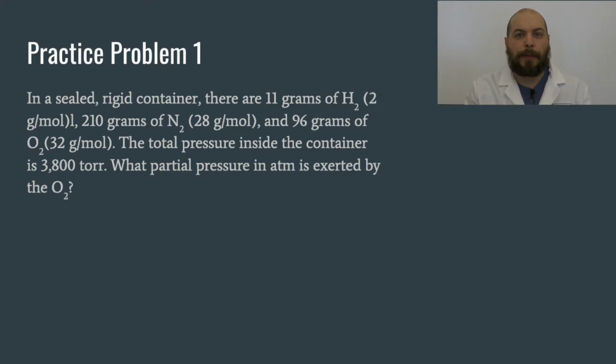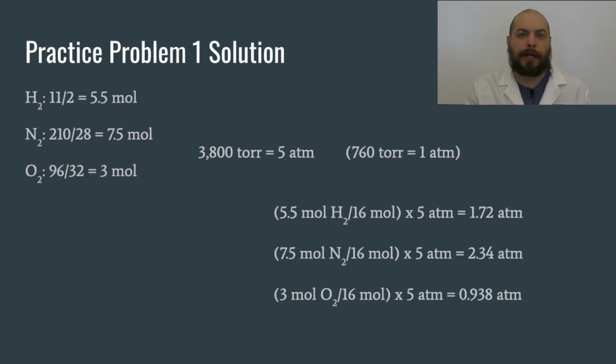We need to figure out how many moles of each there are first. Then what we can do is calculate their partial pressures. So here's what we're going to do. We're going to start by dividing each number of grams by the number of grams per mole for that gas. So for hydrogen, molar mass is 2 grams per mole, so it's 11 divided by 2, which gives us 5.5 moles of hydrogen.